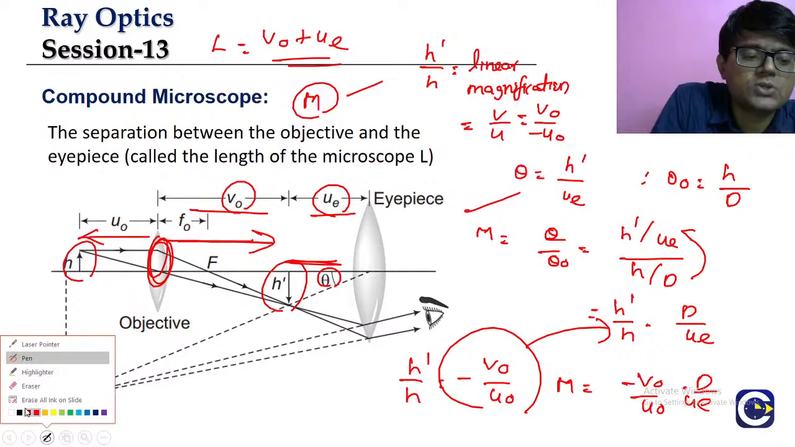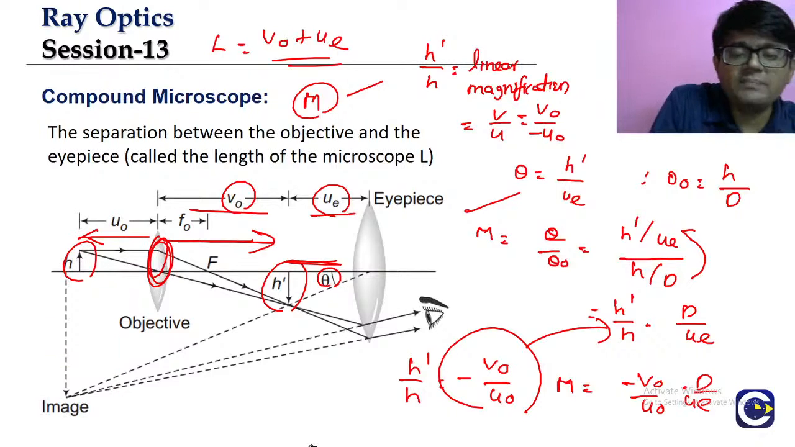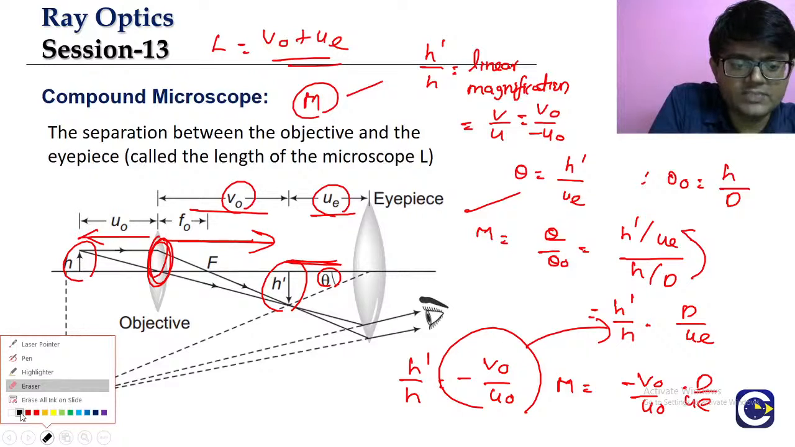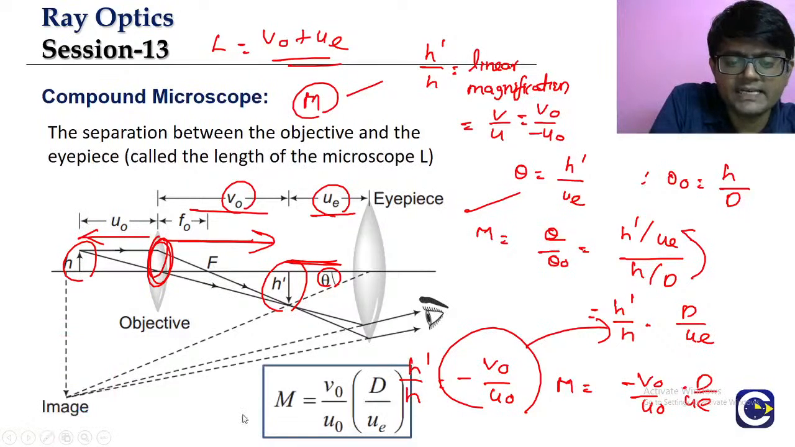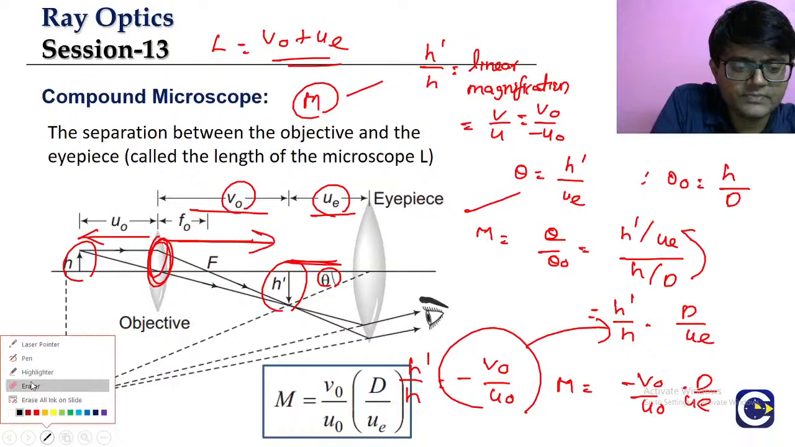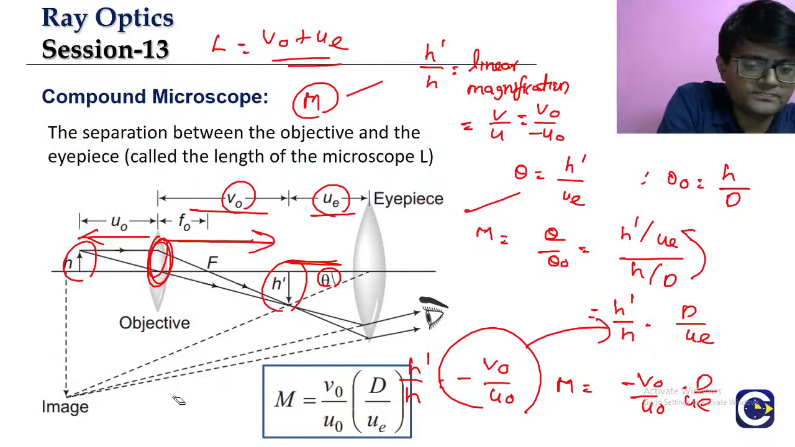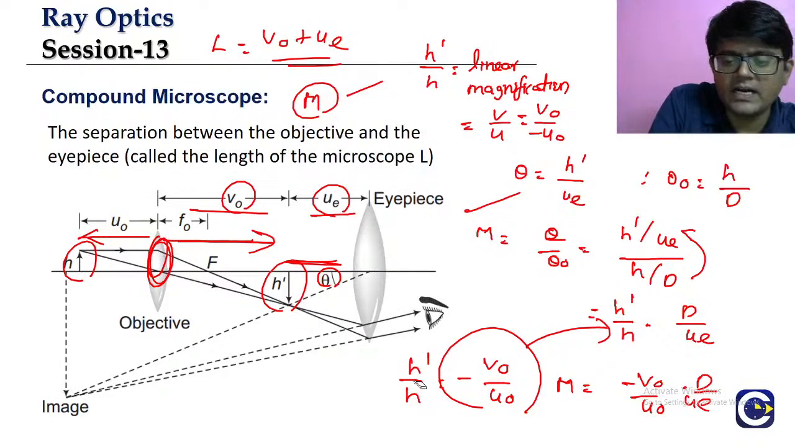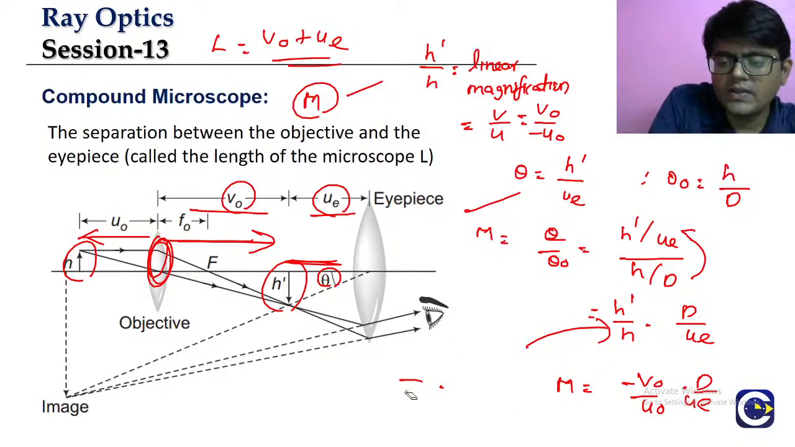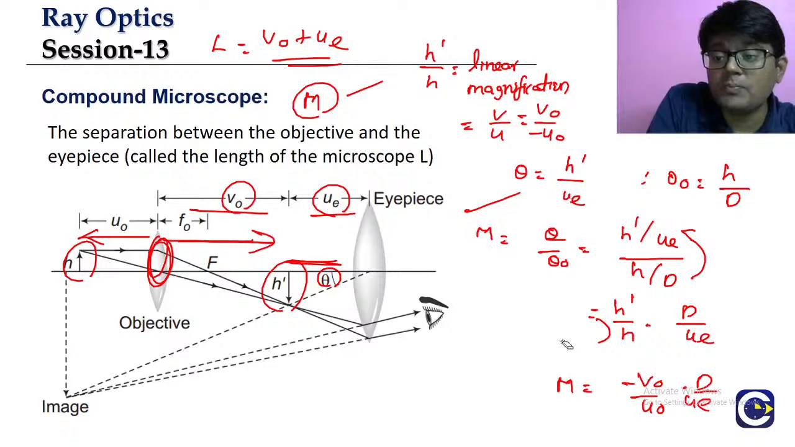So here if you just look at the magnifying power value, I'll talk about the negative significance. Negative indicates that the final image is inverted, that the final visual angle is measured in the opposite orientation.